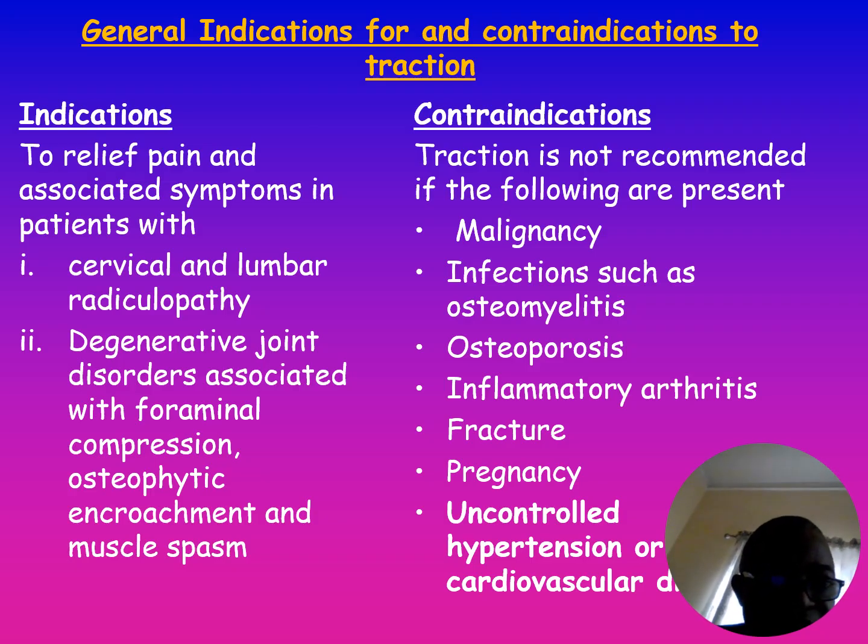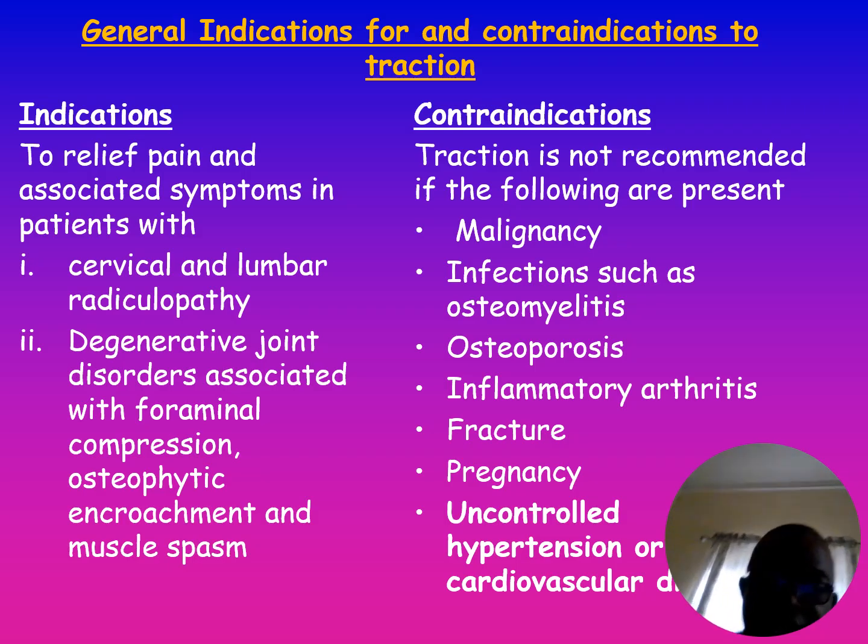under which we have indications. Generally, traction is used for cervical and lumbar radiculopathy, but it's not limited to cervical and lumbar radiculopathy alone. Even when a patient is having spondylosis, which is like osteoarthritis in the cervical and lumbar spine, we can still use traction, but you will use a reduced amount of force. When you notice a muscle spasm in any part of the body, you can still use traction, but you use a reduced amount of force for a reduced amount of time.